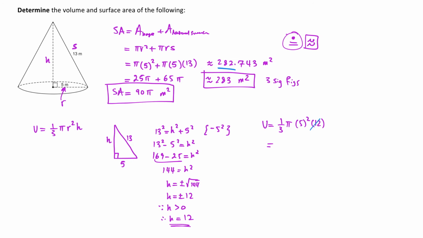I can divide 12 by 3, and I get 1 and 4 over here. And then when I multiply things out, I get pi times 5 squared times 4, which is pi times 25 times 4. Oh, this is fantastic. And 4 times 25 is just 100 pi, which is my exact answer in this case.